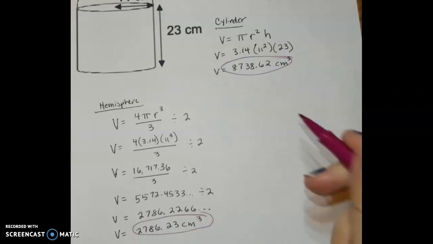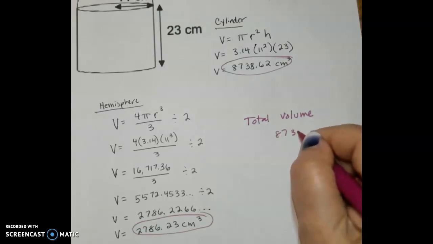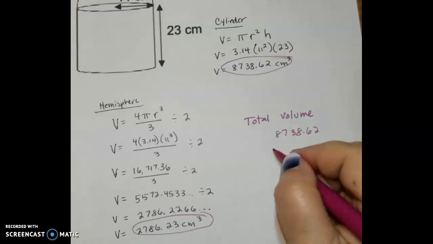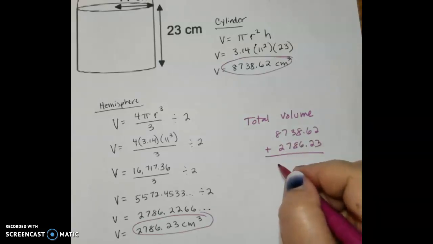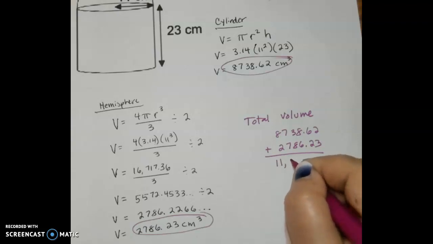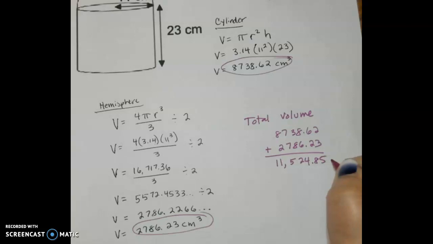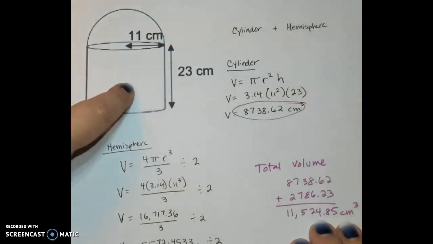Now, in order to find the total volume, I'm going to take my volume of my cylinder and my volume of my hemisphere, and I'm going to add those together. So my total volume is going to be 8,738.62 cubic centimeters plus 2,786.23 cubic centimeters, which should give me a total of 11,524.85 cubic centimeters. So as a quick wrap up for this problem, that total volume that we calculated, 11,524.85 cubic centimeters, is the volume of this entire shape. So if we needed to fill that entire shape, this would be our volume.